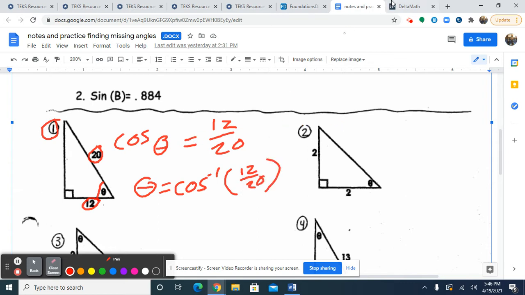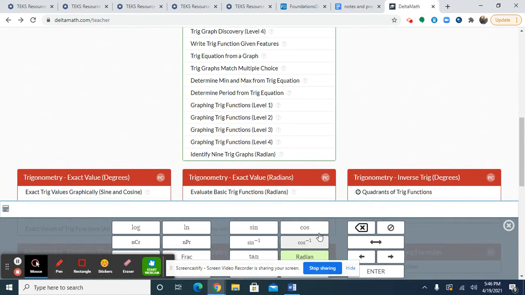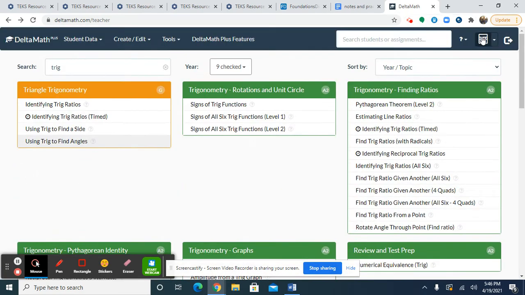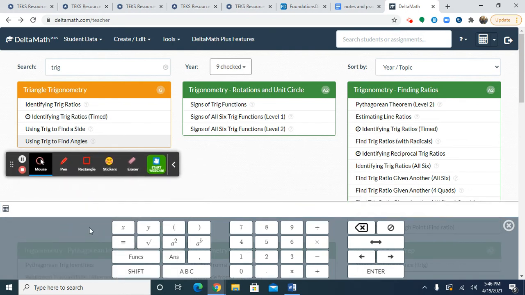Now this is pretty simple. You're going to go into Delta Math and use the calculator there. The calculator is up here. Let's move this out of the way. You can use this calculator, where right here under functions it's going to have cosine, arc sine, and arc tangent.